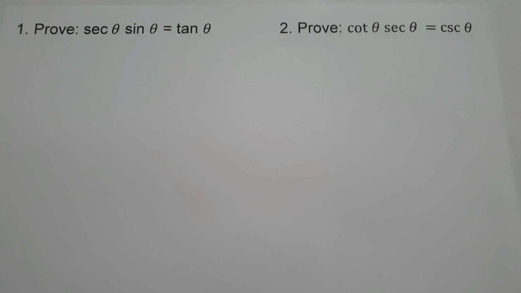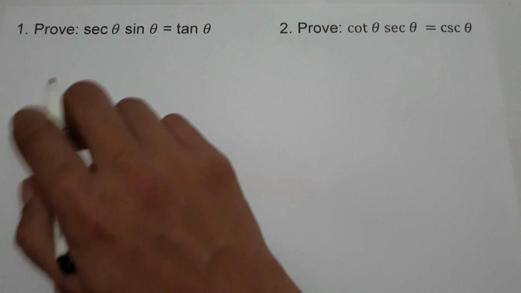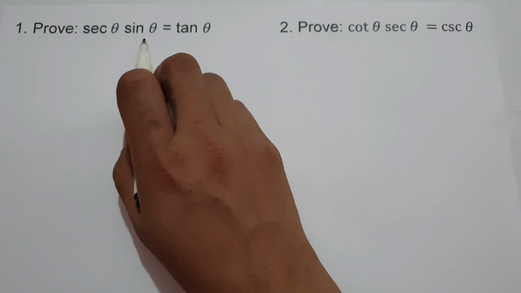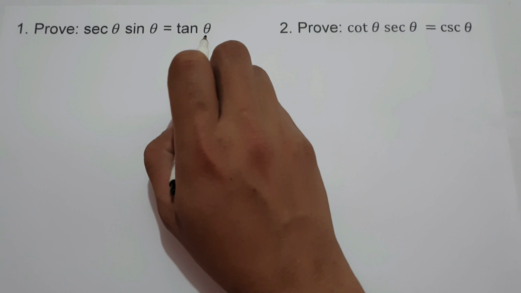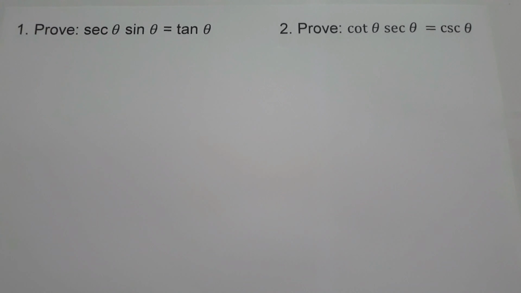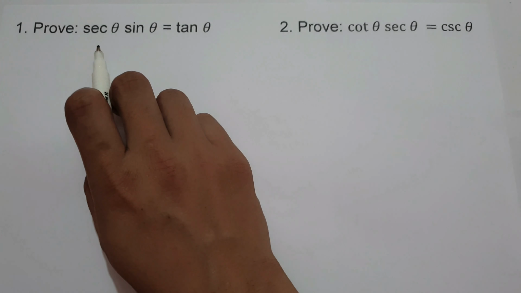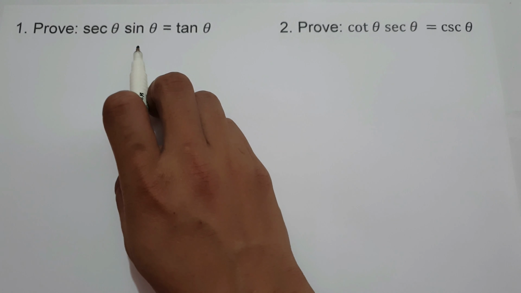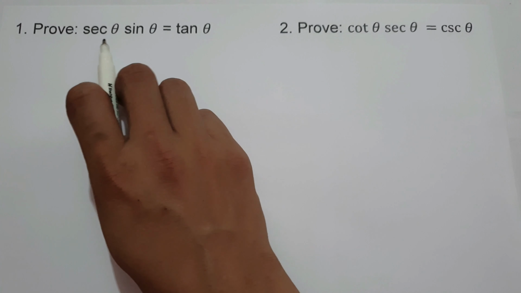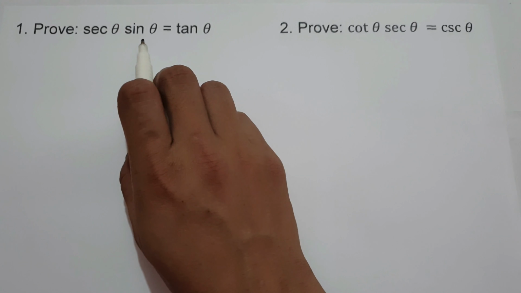On the first example, we are going to prove secant theta multiplied by sine theta is equal to tangent theta. In proving trigonometric identities, we need to identify first which part of the equation is more complicated. As you can see in the given example, the left side of the equation is more complicated. So we are going to start working on the left side of the equation.